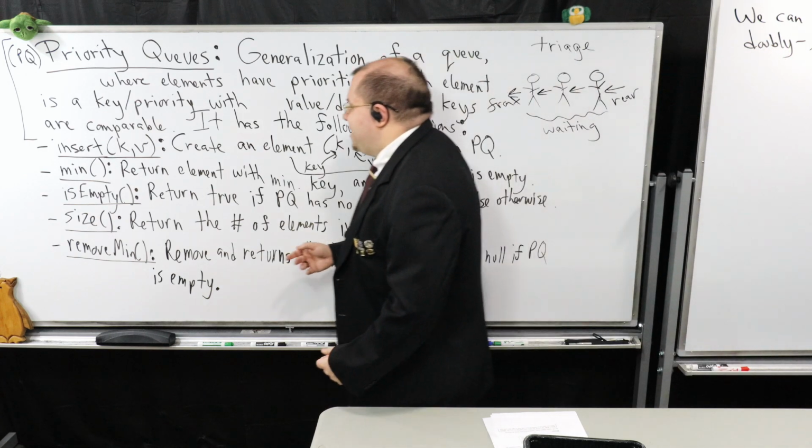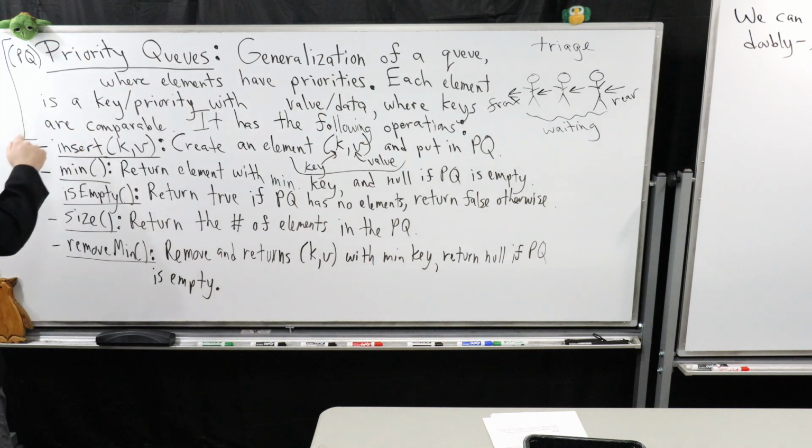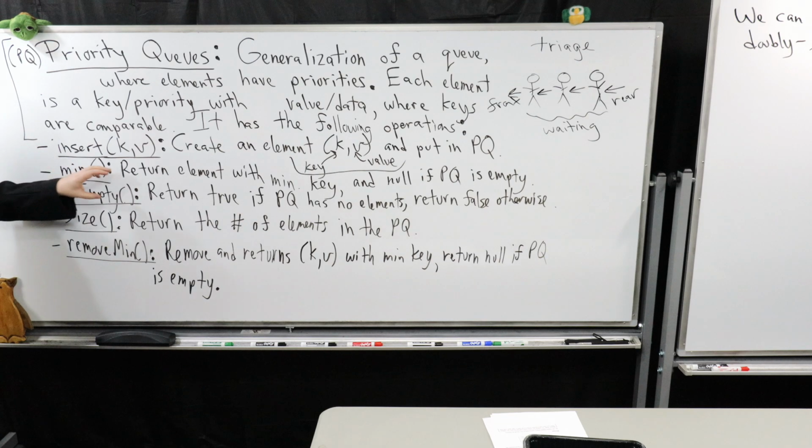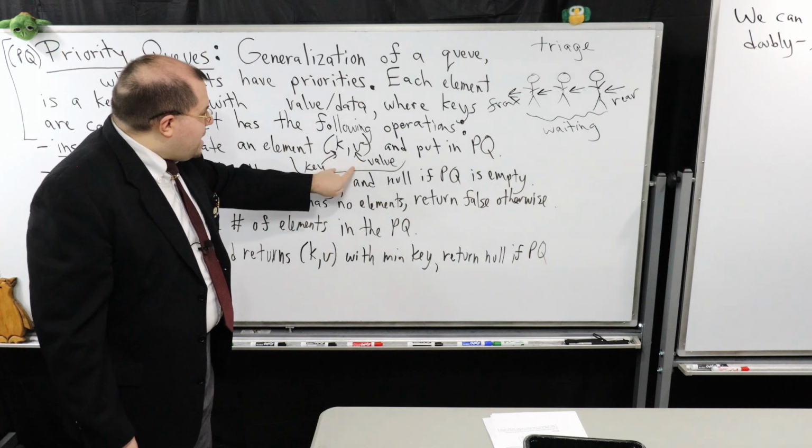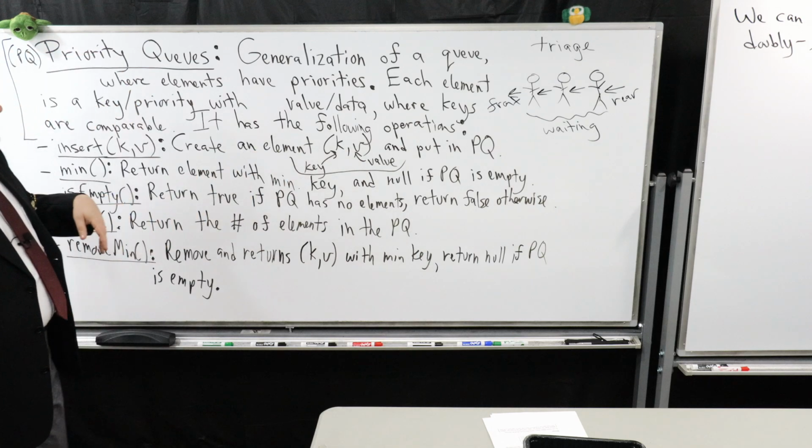So anyways, the big thing is that these keys or priorities are comparable. They could just be numbers, for example. And here are the main operations. You have insert. You simply insert the element. So you create an element, the pair is just a key and a value, and you put that into the priority queue.